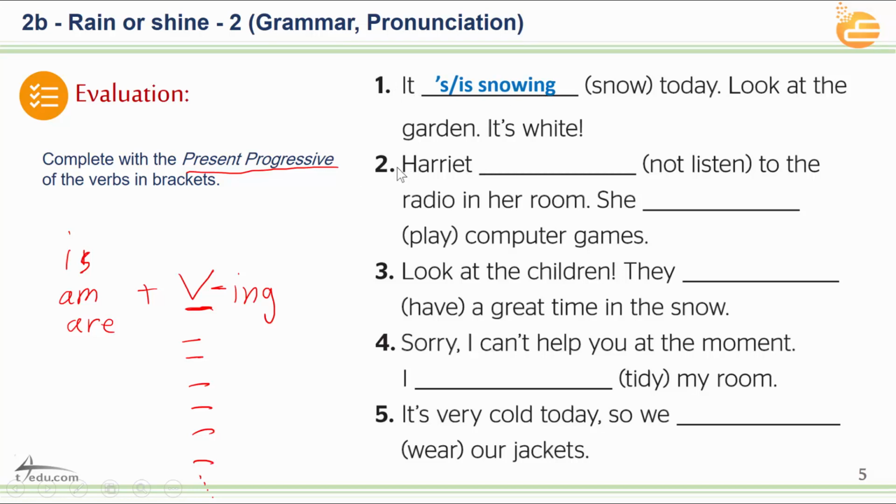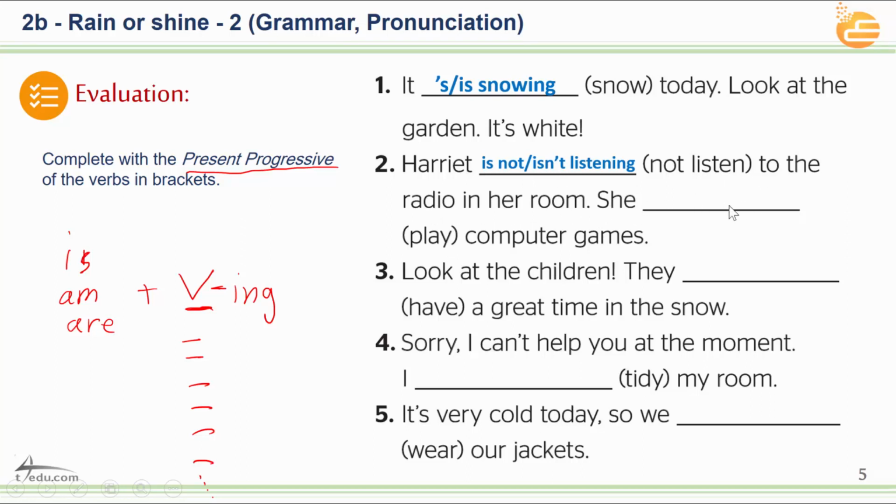That's right. Number two. Harriet, not listen to the radio in her room. So Harriet, she's a girl, only one girl. So what should we say? Is, am, are? Is. Excellent. What about not listen? Isn't listening. That's right. Harriet is not or isn't listening. So you can say is not or maybe isn't, it's up to you, to the radio in her room.